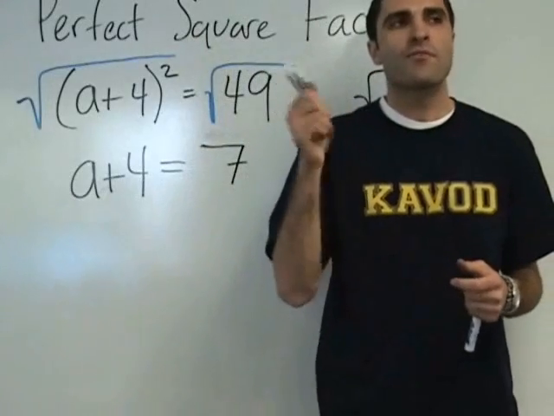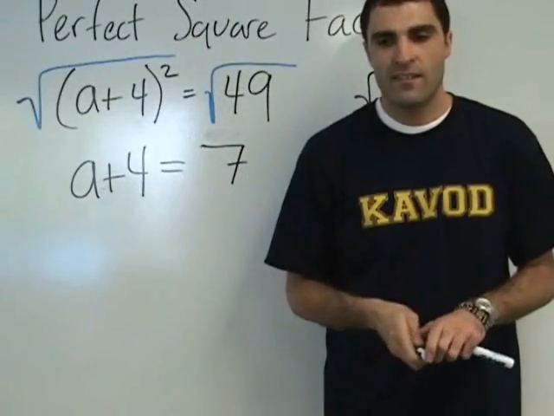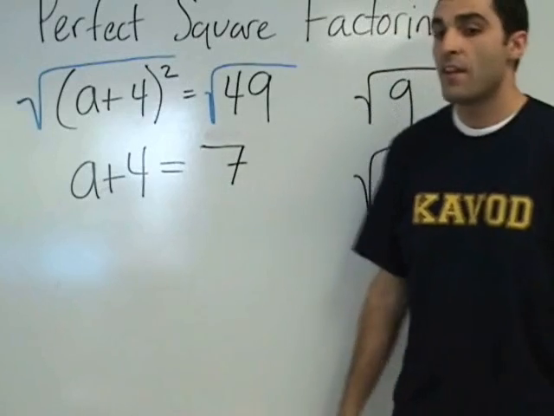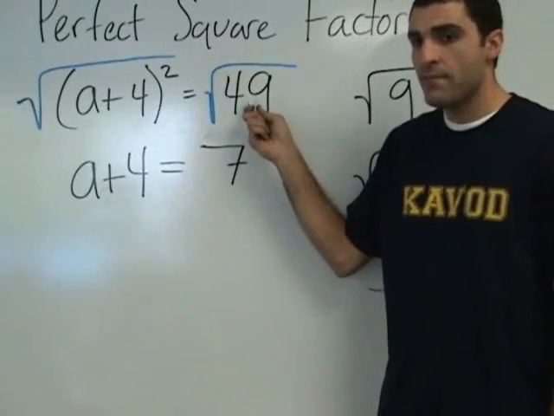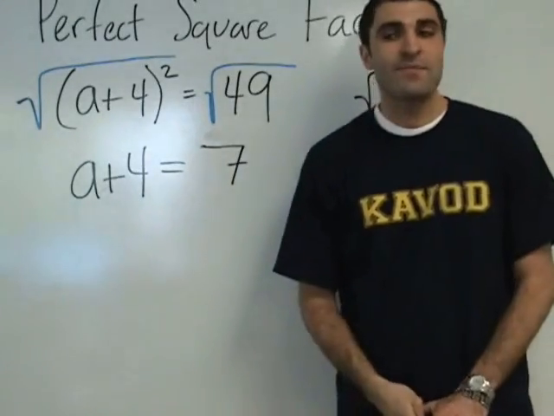What does the square root of 49 mean? Yeah, it's like 7 times 7. A number times itself to equal 49. Yep, 7 times 7. So 7 times 7 equals 49.